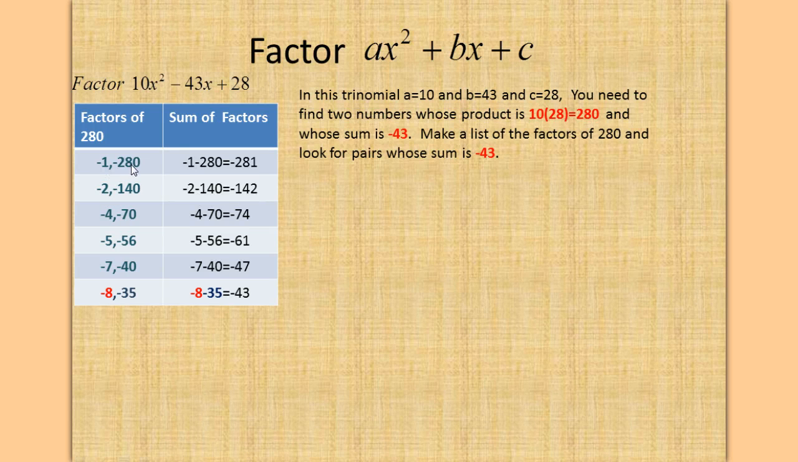You'll notice how I got 2: I started with 1 and 280, then I went to 2. How did I get 140? I divided 280 by 2. How did I get 70? I divided 140 by 2. Then I divided 280 by 5 and got 56, and I divided 280 by 4 and got 70. And that's how I did that.